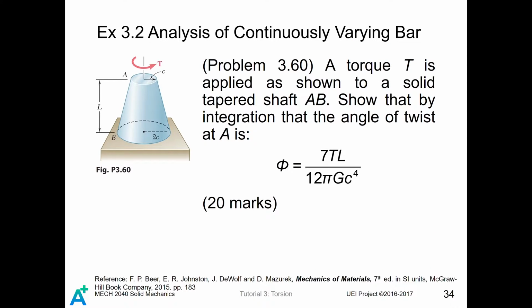After discussing a problem about multiple shafts, now let's discuss a continuously varying bar. A torque T is applied as shown to a solid tapered shaft AB. We cannot use phi equals TL over GJ anymore. Show by integration that the angle of twist at point A is phi equals 7TL divided by 12 pi G times c to the power 4. c is the radius of the upper surface, while 2c is the radius of the lower surface.